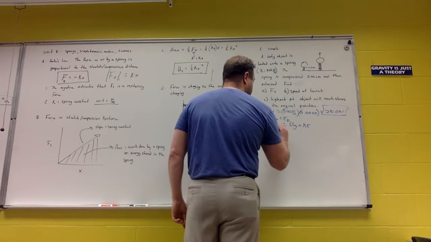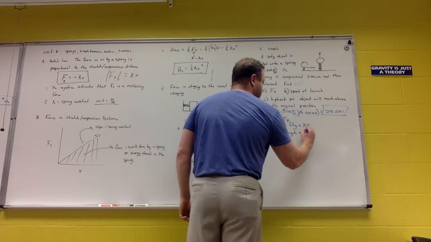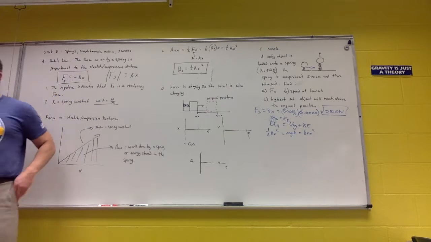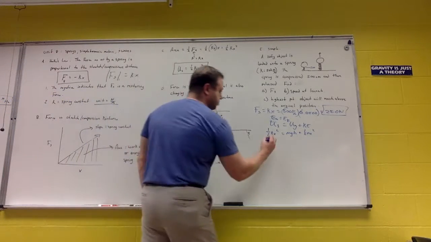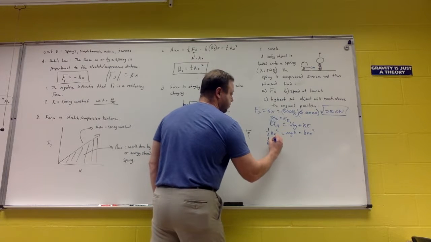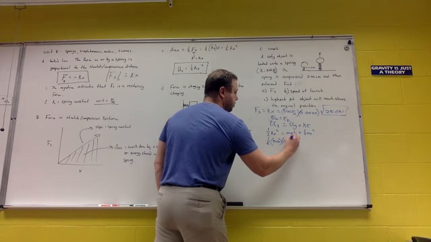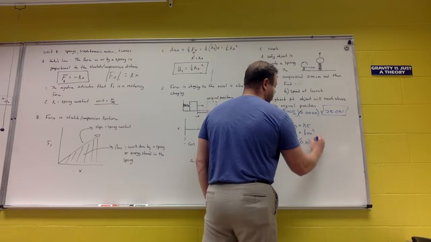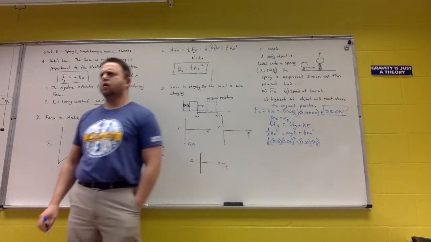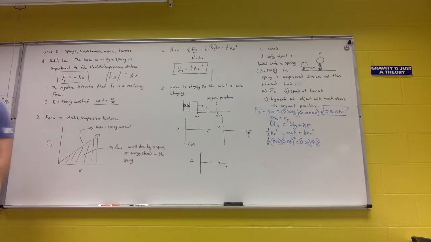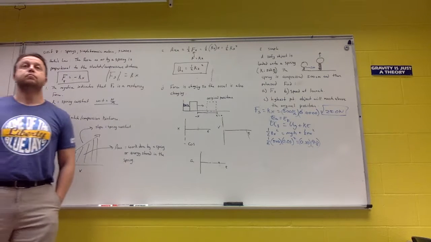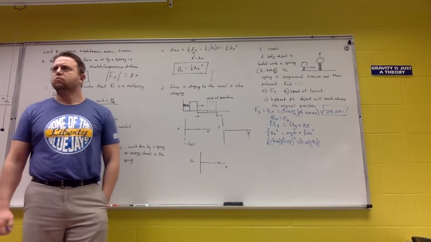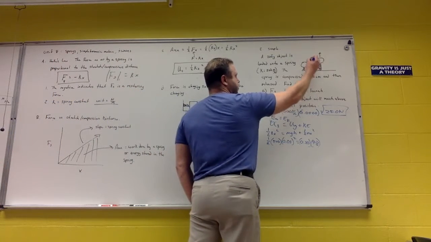One half kx squared equals mgh plus one half mv squared. There's our equation. What's the height for this problem? Yeah, 0.05. There's 0.05 difference between there and there.